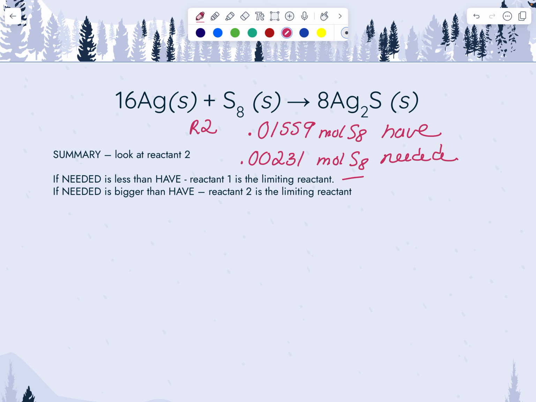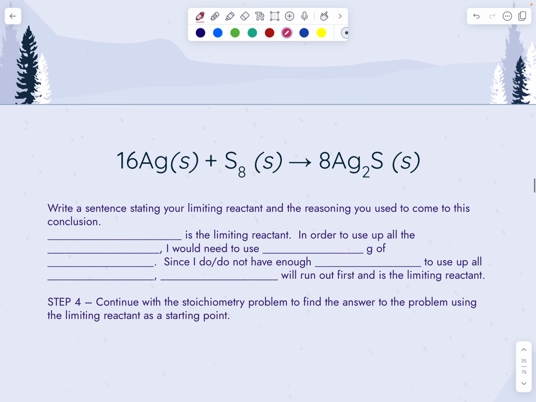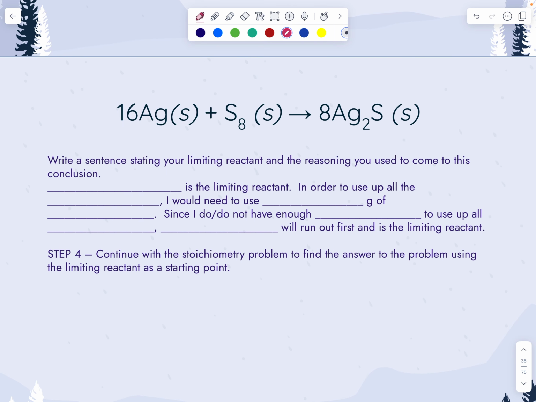Because what this is saying is that in order to use up all my silver, that's reactant 1, I'm only going to need to use 0.00231 moles of S8, and I have way more than that. 0.015 is more than 0.002. So then reactant 1 is my limiting reactant, right?